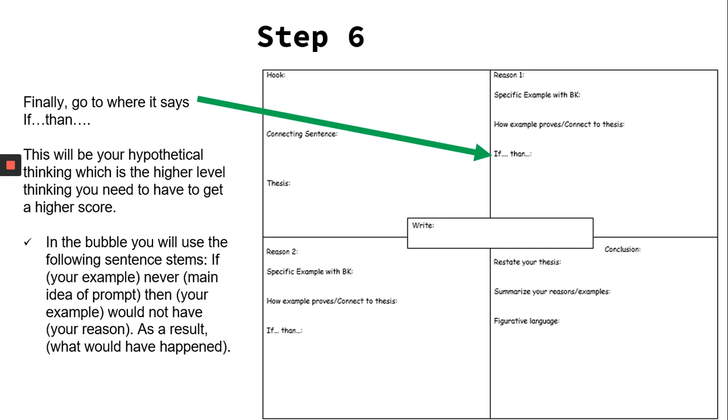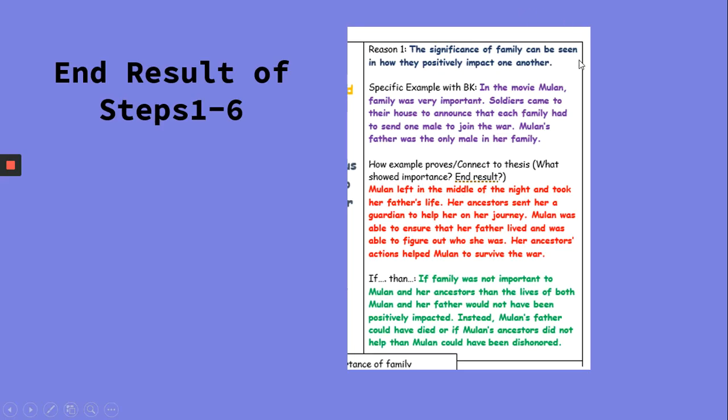This will be your hypothetical thinking, which is the higher level thinking you need to have to get a higher score. In the bubble, you'll use the following sentence steps. If, your example, never, main idea prompt, then, your example again, would not have, and your reason. So as a result, what would happen? So it will look like this.